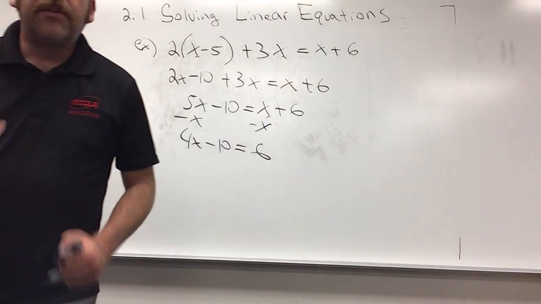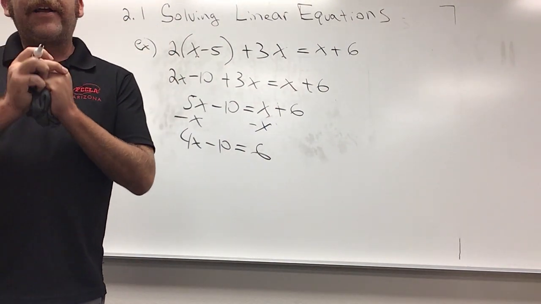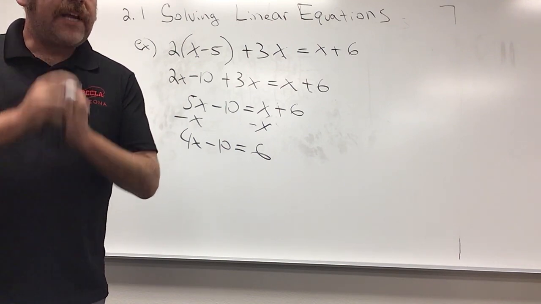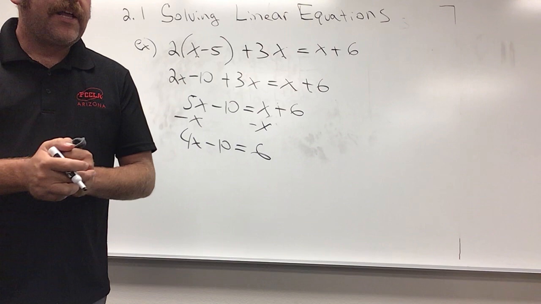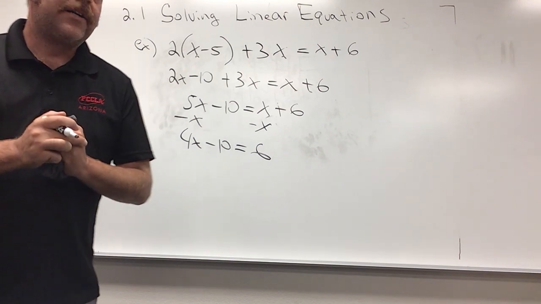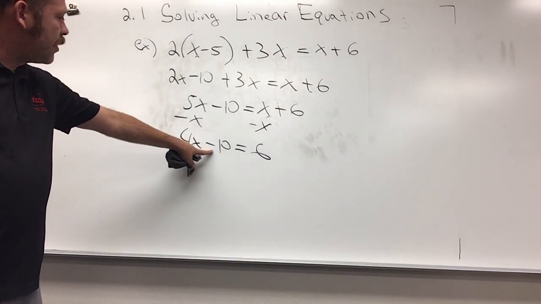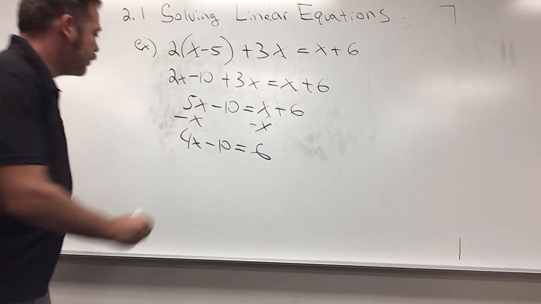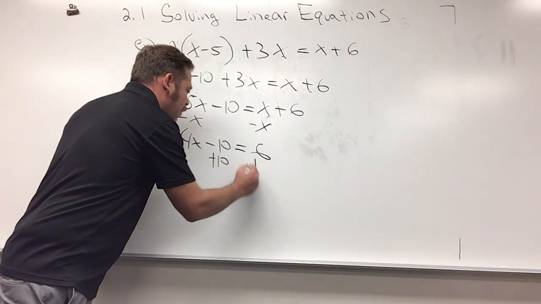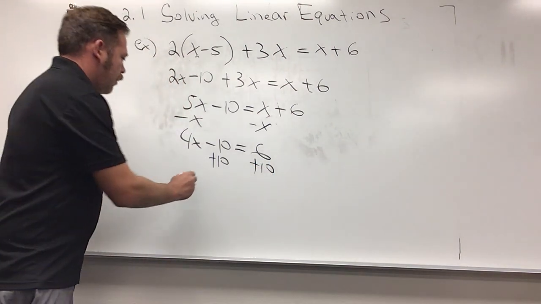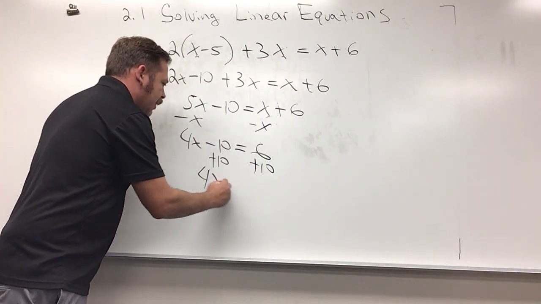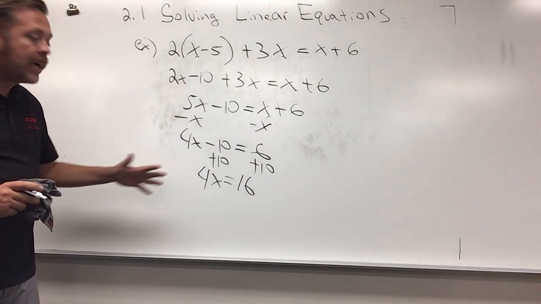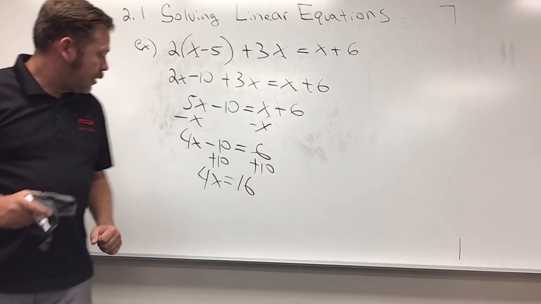Now, the next step is our first I. I'm going back to the acronym. It was D, C, C, M, I. And that would be inverse add subtract. The opposite of subtracting is adding 10 plus 10 plus 10. 4x equals 16. And finally, my last step, inverse divide.